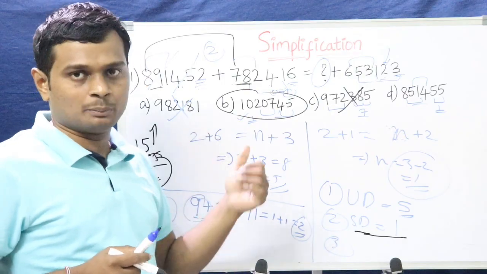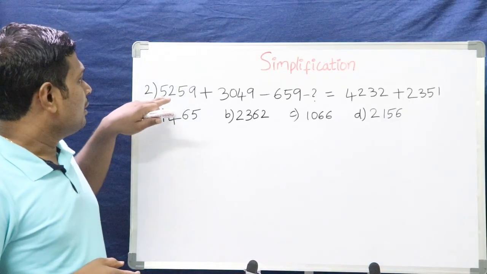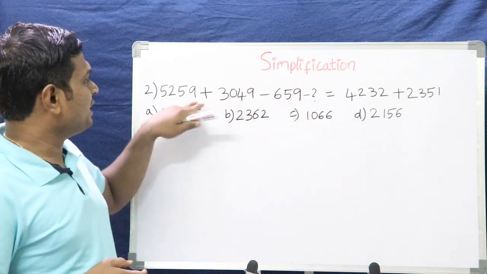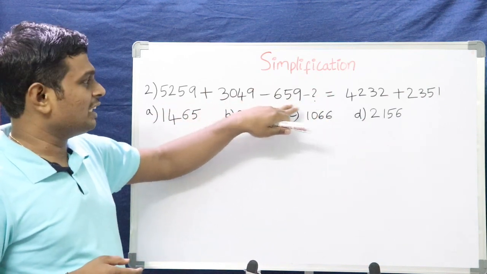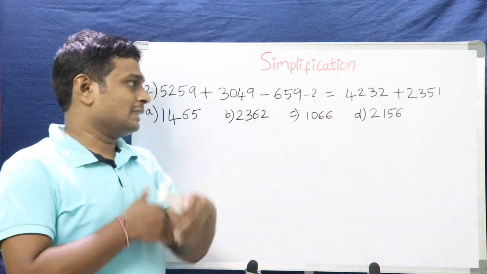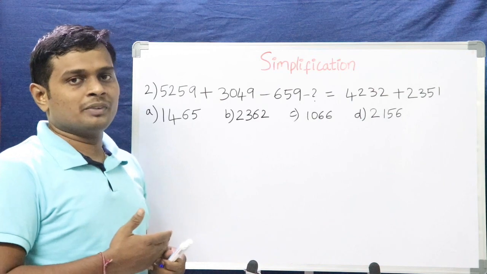Let me take one more example. Okay, let me solve this problem. What were we asked to solve? We are asked to solve this unknown number: 5259 plus 3049 minus 659 minus some unknown number equal to 4232 plus 2351. As I already told you, in order to solve this problem, we need to follow the steps.